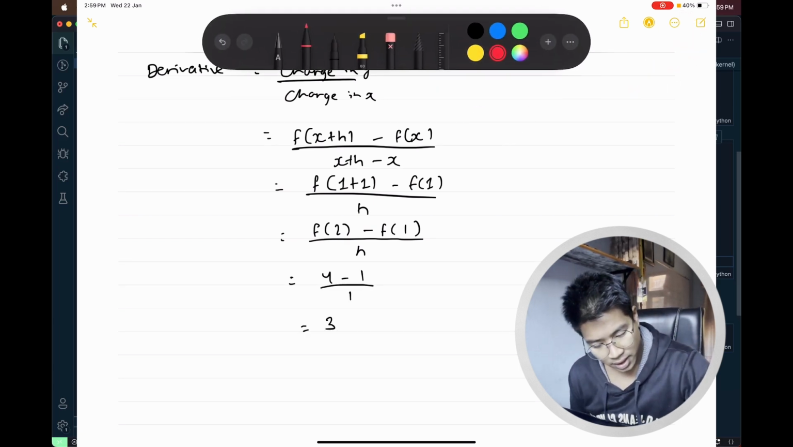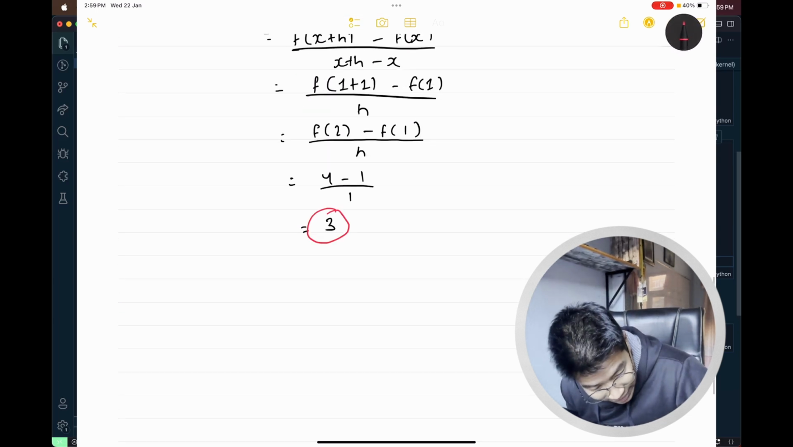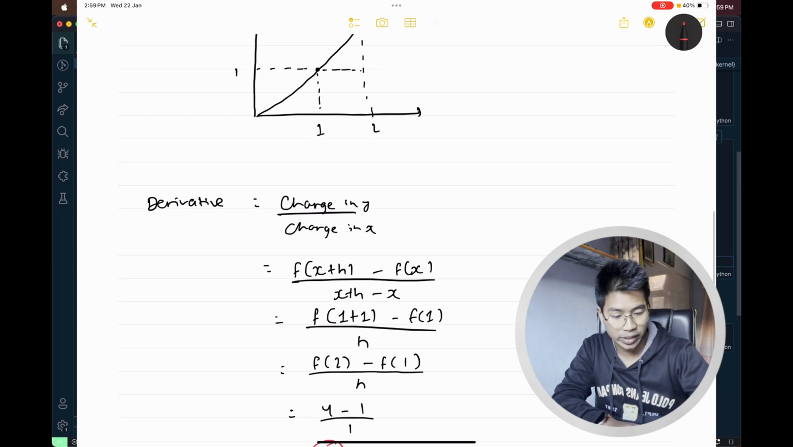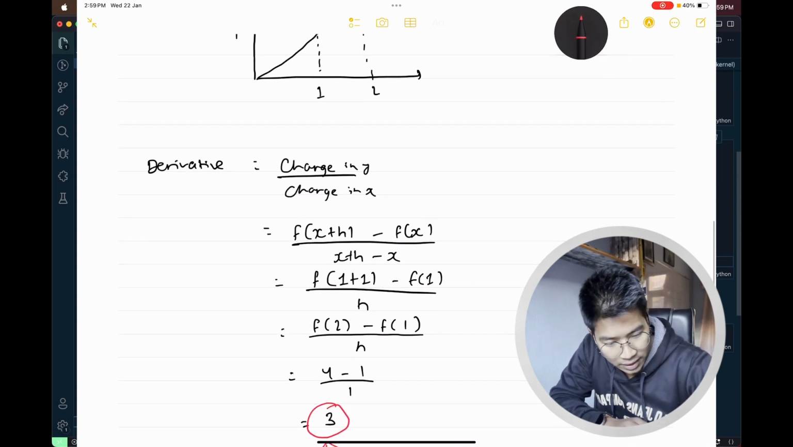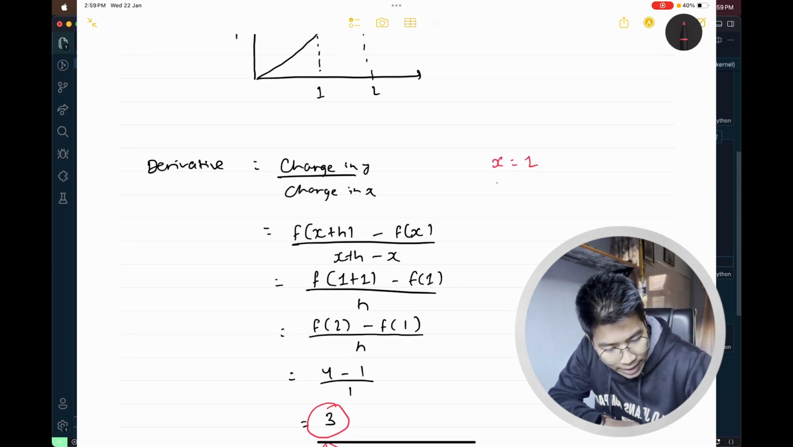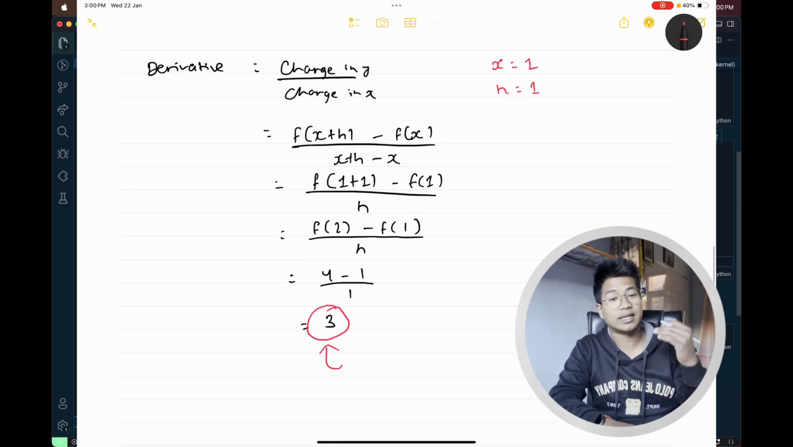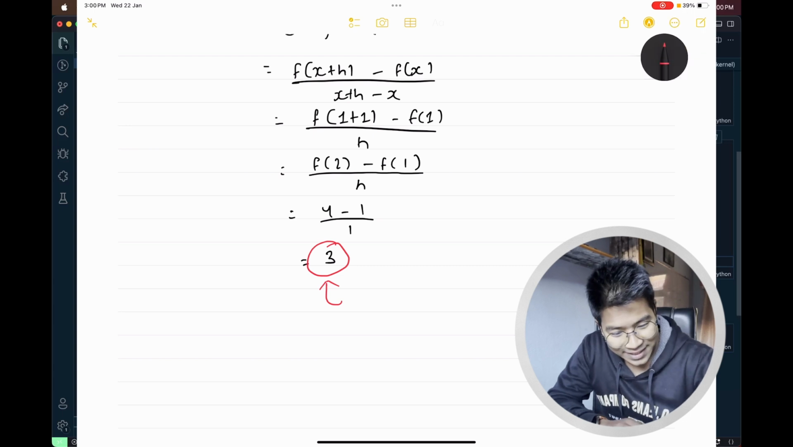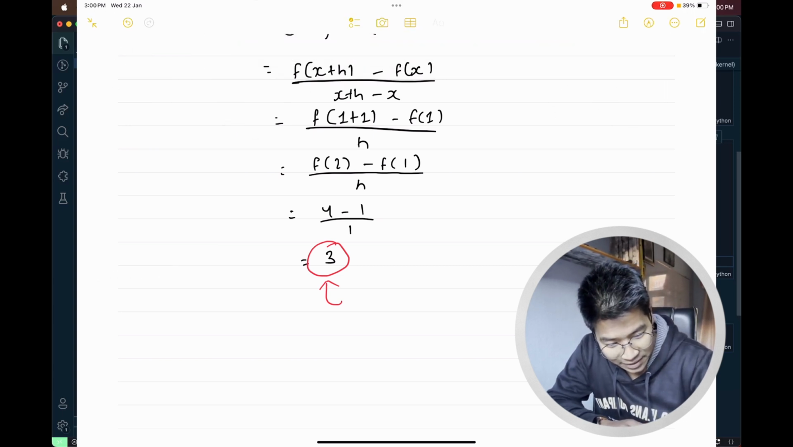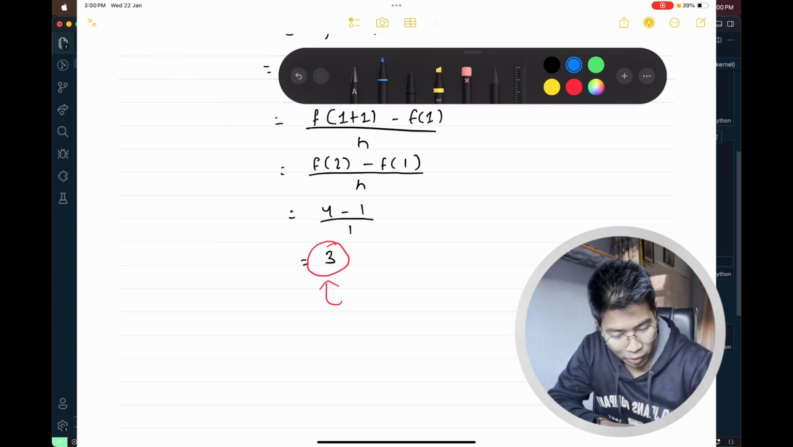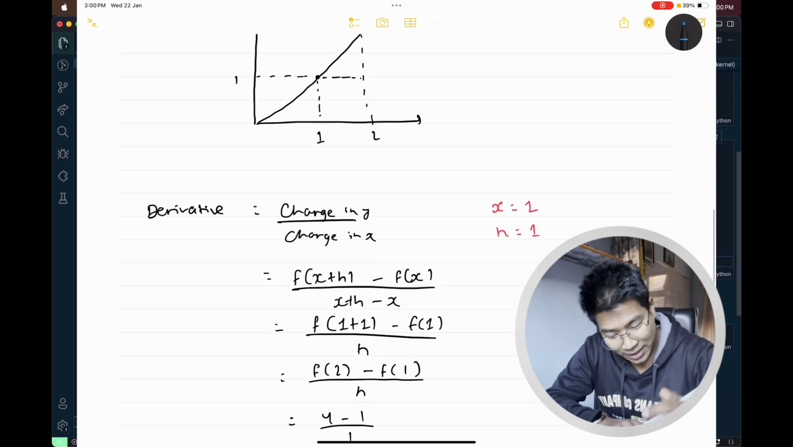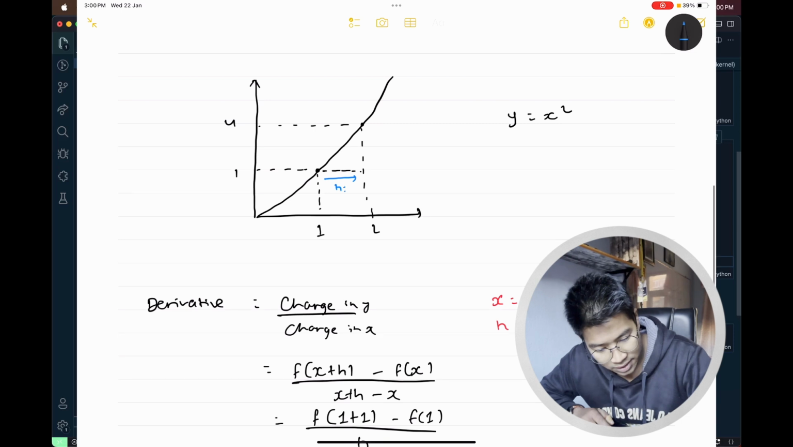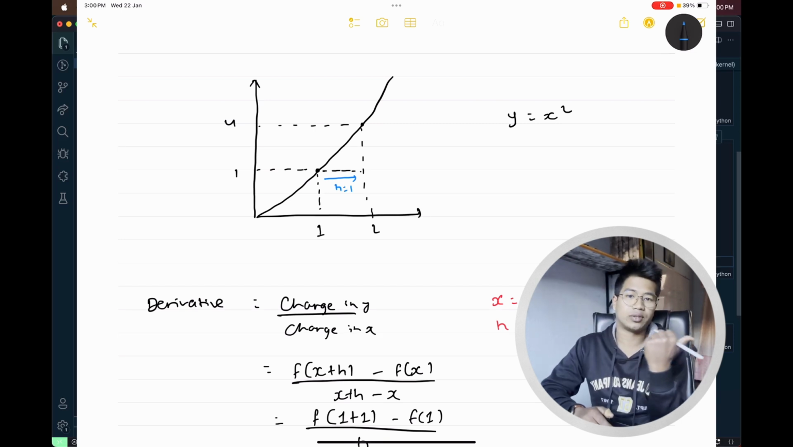Now look at this. This number 3 is very, very interesting to us. We just calculated the derivative when your x is a 1 and your h is a 1, and it gives us a 3. What this 3 is trying to say is very interesting. Whenever we talk about this, we'll always look at the graph. So look at this graph. Over here, h is a 1, so I move 1 unit to the right.